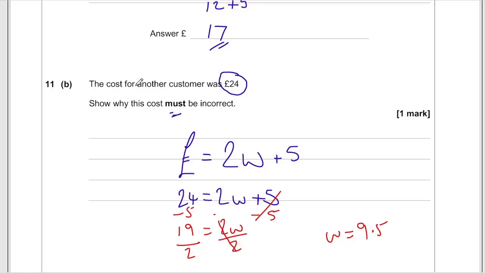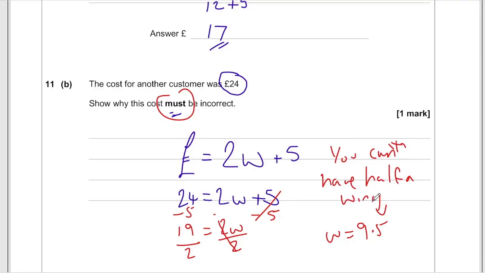Now if we're thinking logically, why is it incorrect? Because you can't have half a window. So you're justifying that it's not a whole number, so therefore he's charged them for half a window, so that must be wrong.